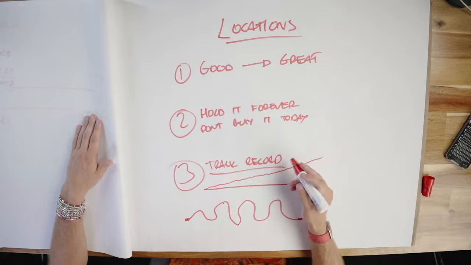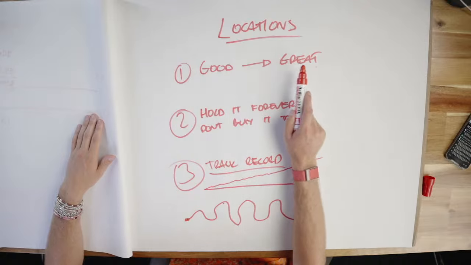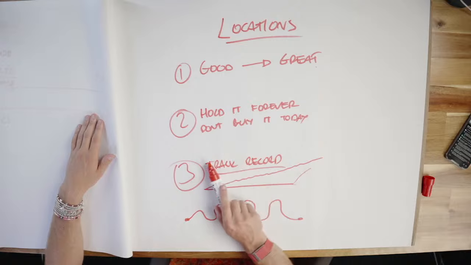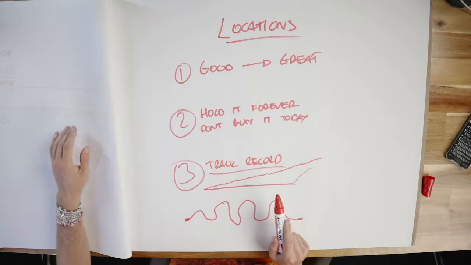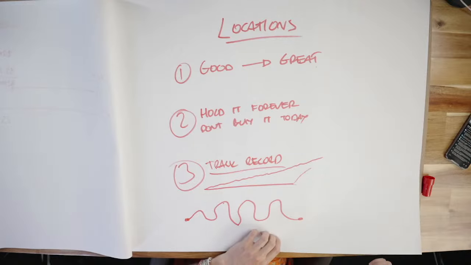It's very simple. This is too simple for smart people. So if you're smart, you probably shouldn't listen to me. Good locations turn to great locations. So just buy a good location from the start. If you won't hold it forever, don't buy it today. And only invest in locations that have a strong track record of performance. Okay? Very simple. Number three.